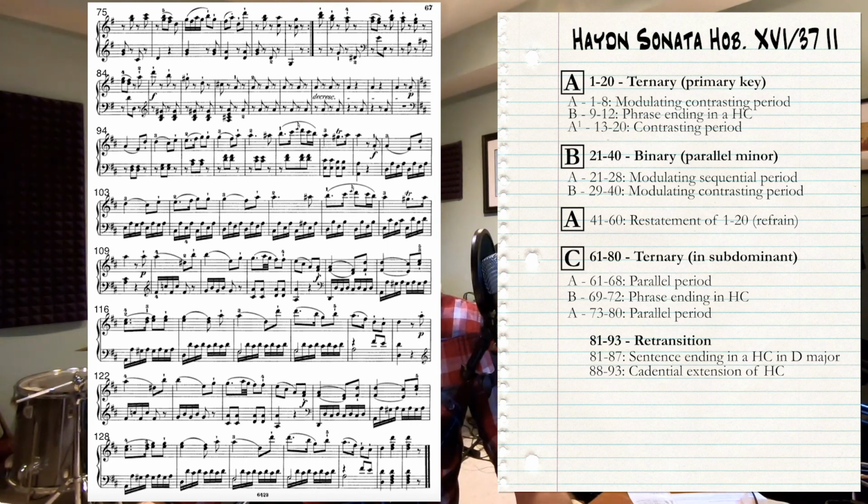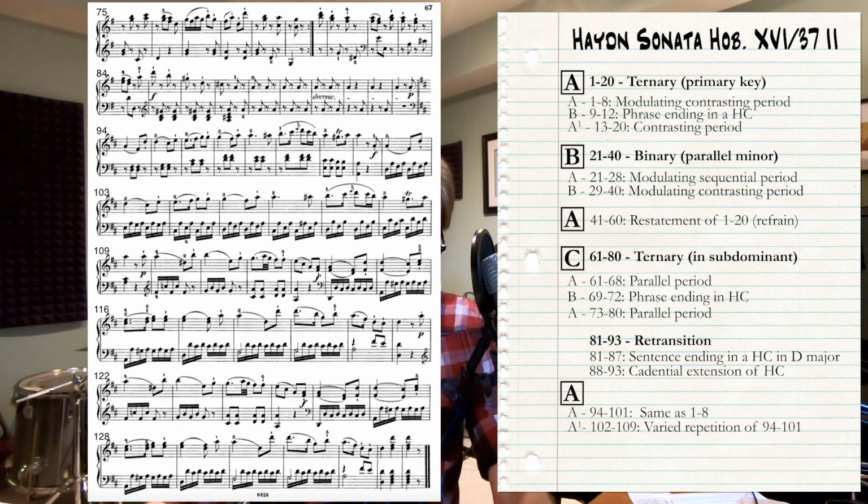Okay, so this is after our retransition. Now we're back in the key of D in measure 94, and wouldn't you know it, we hear the A section again. But this last A is going to be a little bit different. Measures 94 to 101 are just like measures 1 through 8, but instead of a repeat bar here, he writes out the repetition because it is a varied form of the repetition. If you notice in measures 102 to 109.